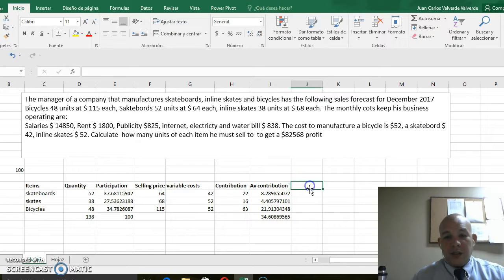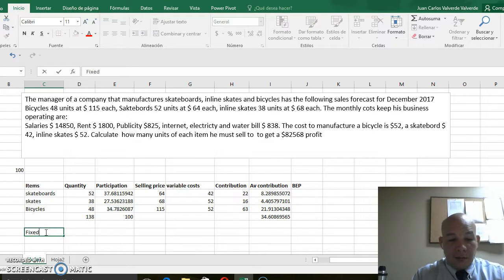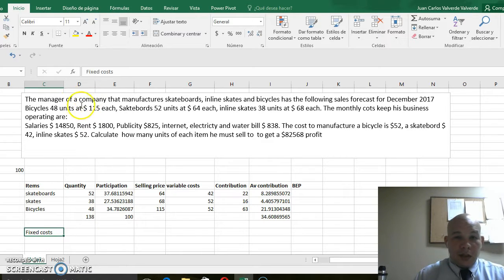The next step, we will get the break-even production or break-even units, which means how many units I have to sell at least as a minimum to cover all my costs. To calculate that, first we need to know all the fixed costs. Fixed cost means the costs that do not change when my production increases or decreases. And variable costs were the costs that change when my production increases or decreases.